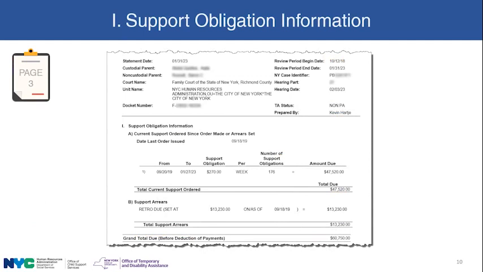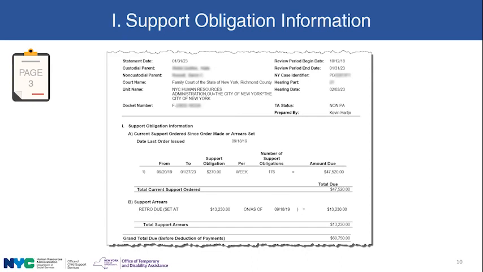So here we see section 1. Section 1 is the support obligation information. This section is made up of two parts. Part A reflects the total amount of current support owed by the non-custodial parent. It also shows the support obligation amount and the number of support obligations as set forth by the court orders. Part B reflects the total amount of support arrears that is owed by the non-custodial parent. This includes retroactive support, arrears set, and any money judgment that is entered by the court.